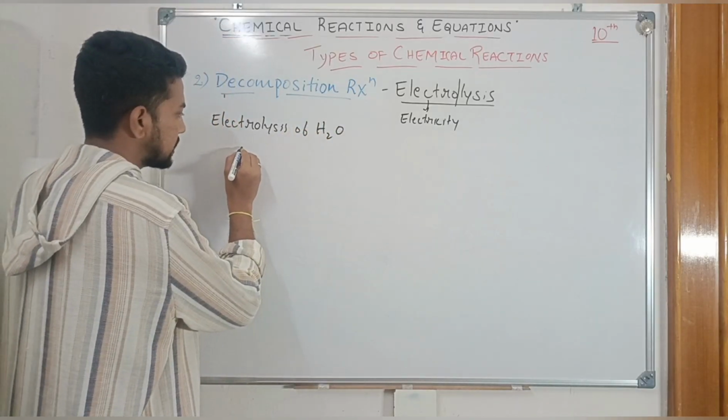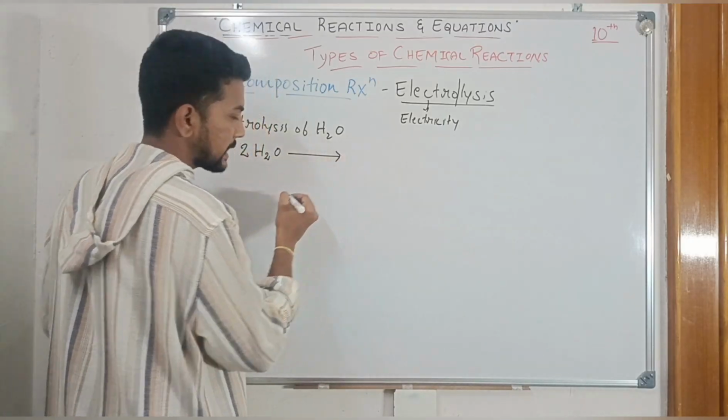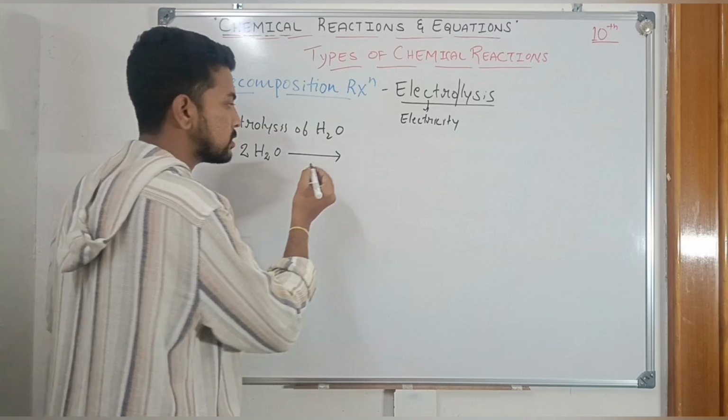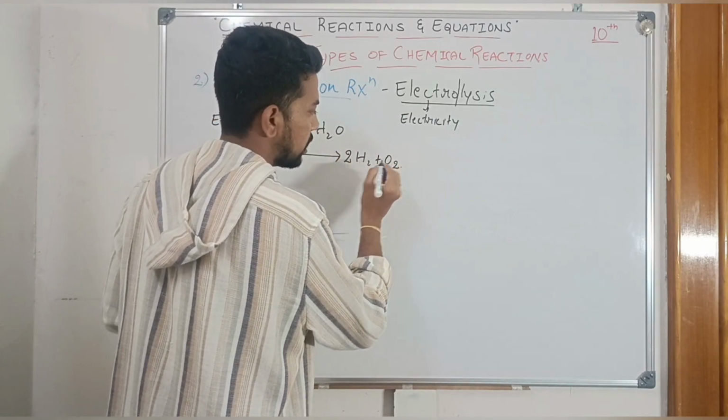So here the reaction is 2H2O. When these water molecules undergo electrolysis, they break down to form hydrogen along with the formation of oxygen gas.